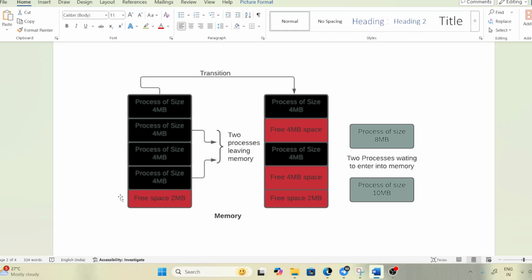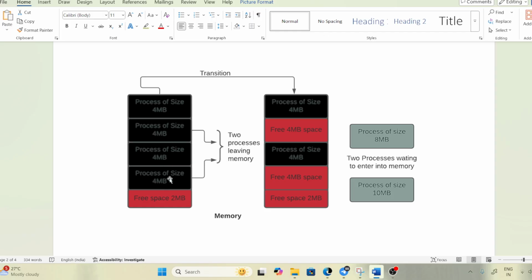Let's suppose I have a memory with some processes running: process 1, process 2, process 3, and process 4. And we have a free space of 2 MB. So these four processes take 4 MB, and this is the free space. Now let's suppose one process is used by Google Chrome, and another is, let's suppose, Paint that you are using. So this work is done.